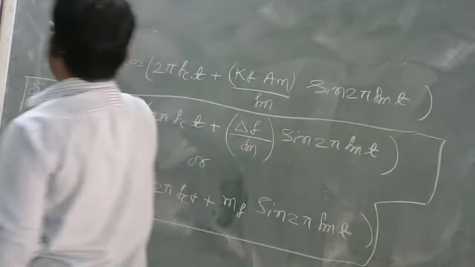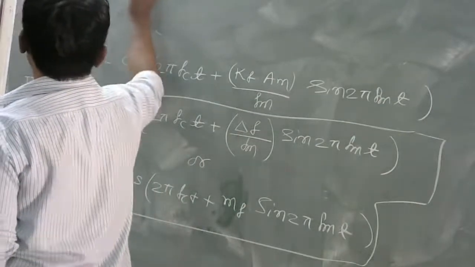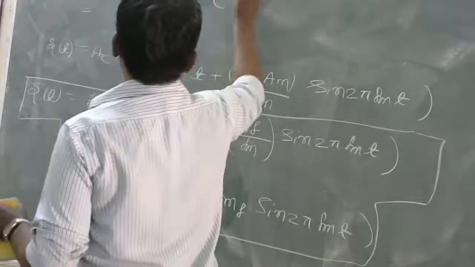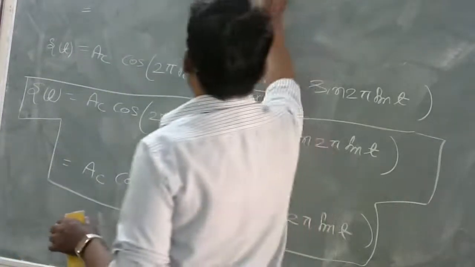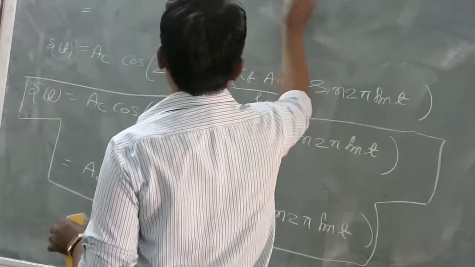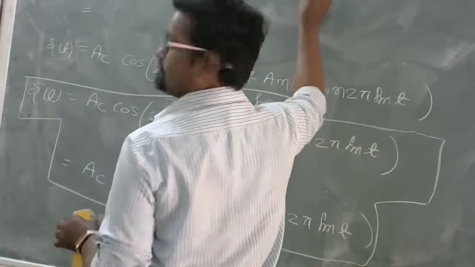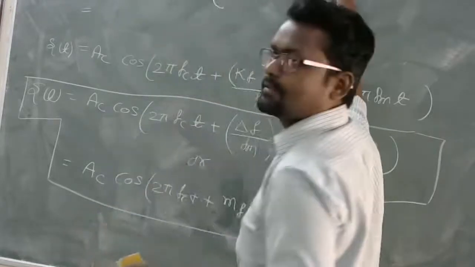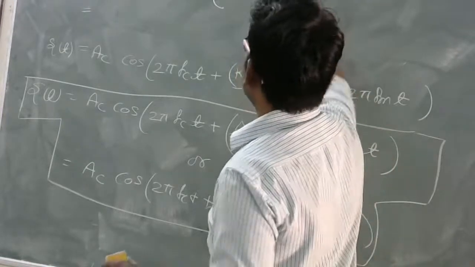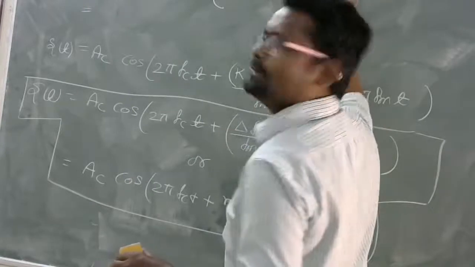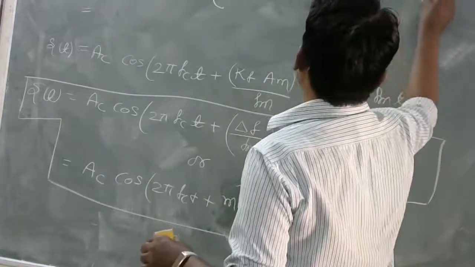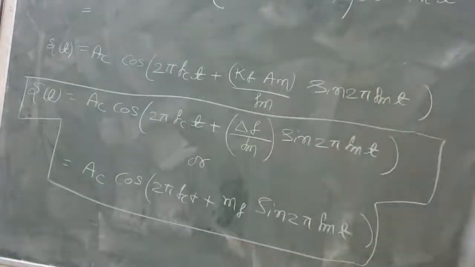In the case of amplitude modulation, the modulated signal s(t) can be written as Ac(1 plus k m(t)) cos 2 pi fc t.